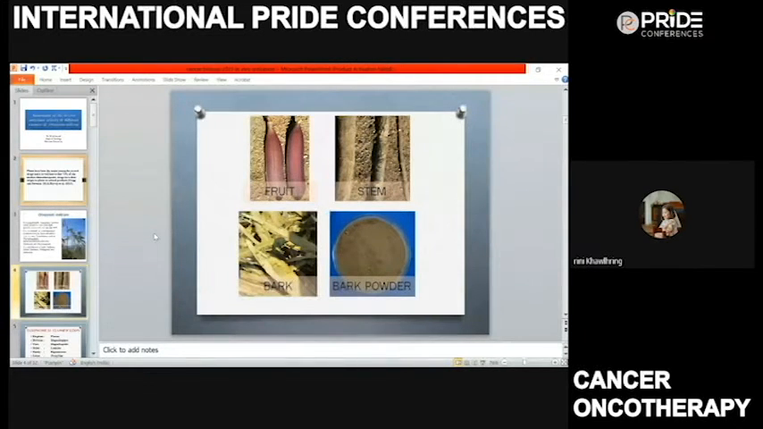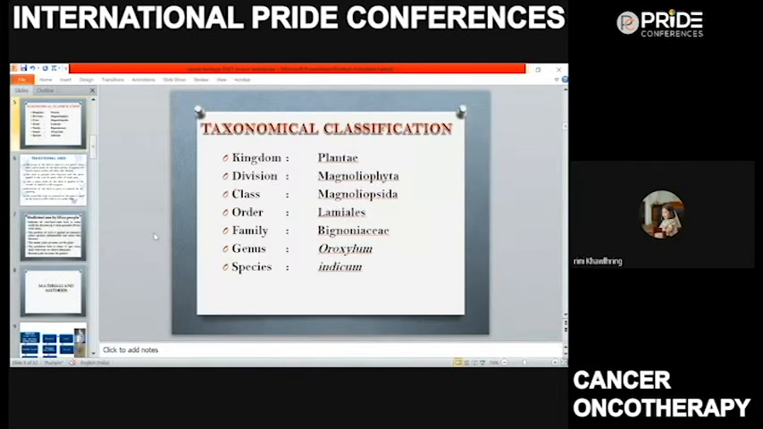For this work, I have used the stem bark, which was peeled off from the tree, and after cleaning and drying, it was made into powder. And this is the taxonomical classification of the plant.